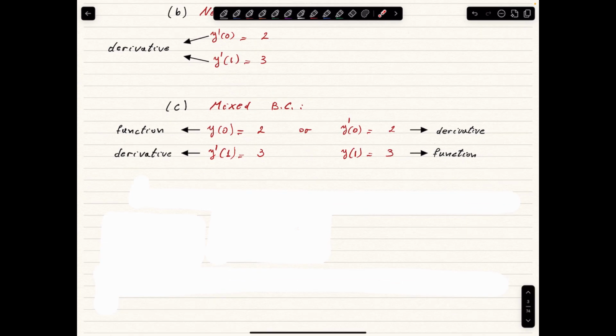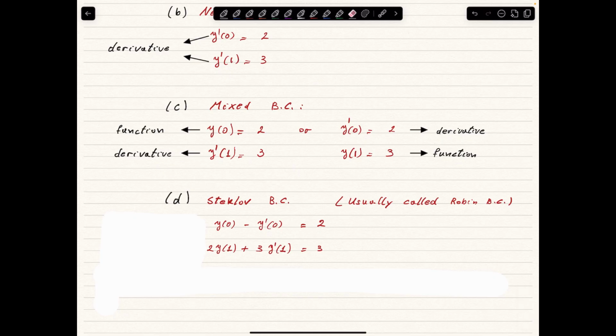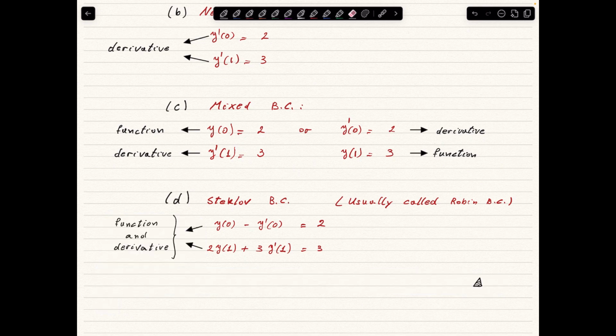And the condition above contains something more complicated, which are called Steklov boundary conditions, although in the literature they are usually called Robin boundary conditions. The beef I have with Robin is that Robin never solved a problem with this type of boundary conditions, and actually Steklov did, so it's better to call them Steklov boundary conditions. And these are conditions that contain both functions and derivative on each equation.